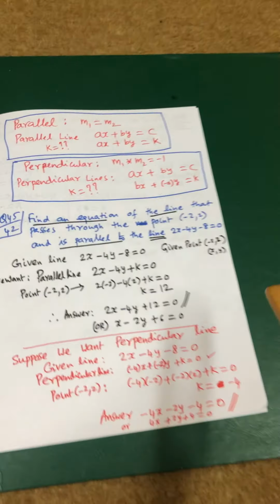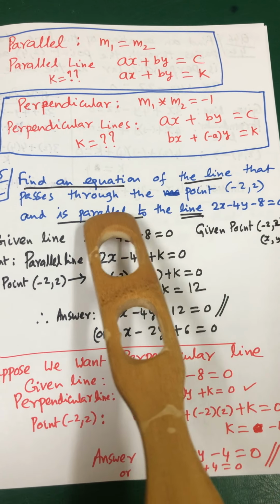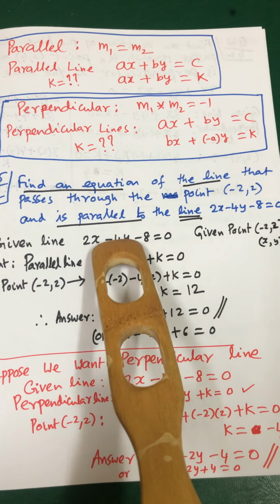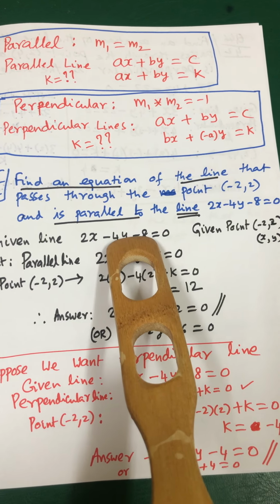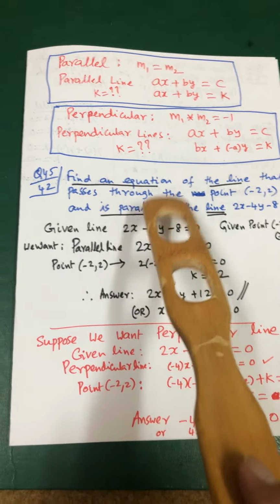I repeat, what is the question? A line is given. You want to find the parallel line. How to write the parallel line? The same x y will come. Instead of 8 you will get k. Now I will change the question. This is not there in this question.